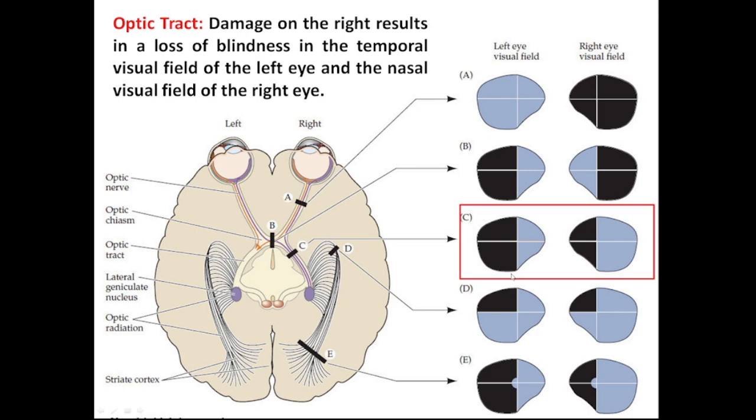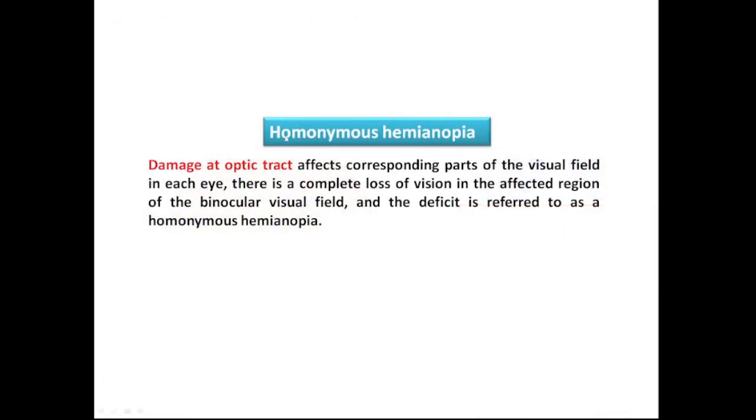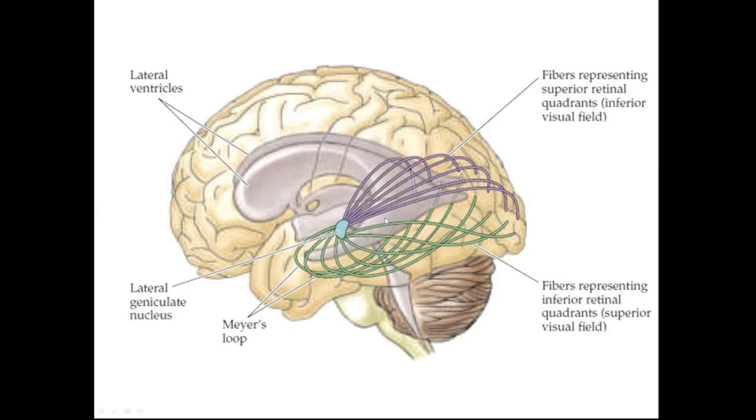Again, the damage on the right results in loss of vision in the temporal visual field of the left eye and the nasal field of vision of the right eye, what I told. This is called homonymous hemianopia. So homonymous hemianopia is found due to the damage of the optic tract, and damage of the optic tract affects the corresponding part of the visual field in each eye, and there is a complete loss of vision in the affected region of the binocular visual field. This type of deficit is referred to as homonymous hemianopia.